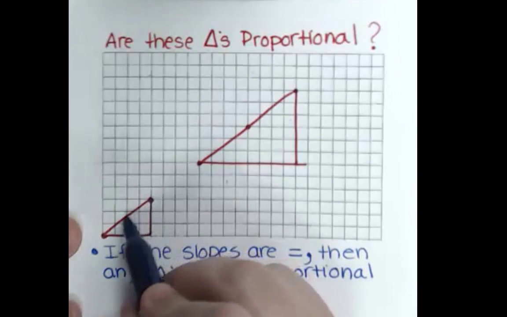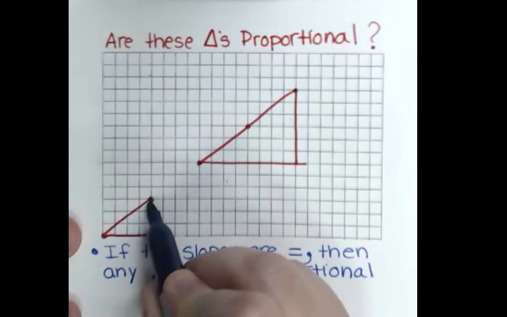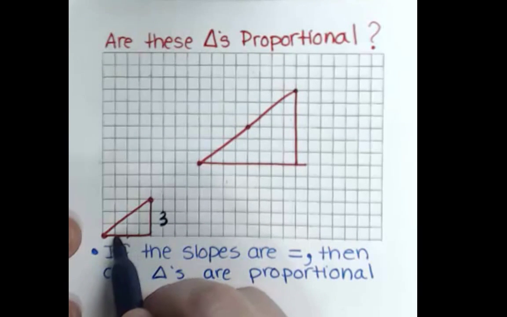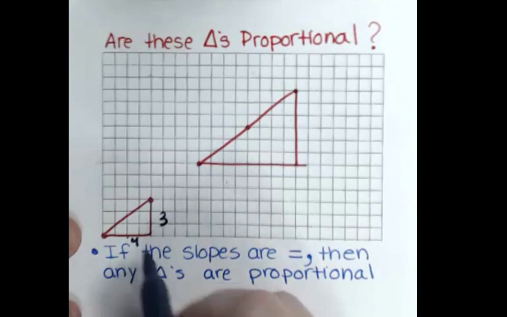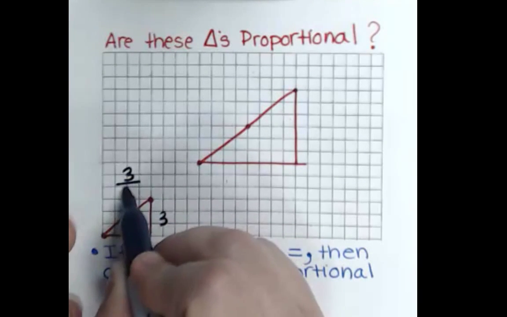The slope of this line has a rise of 1, 2, 3, a run of 1, 2, 3, 4. Therefore, the slope of this line is 3 divided by 4.